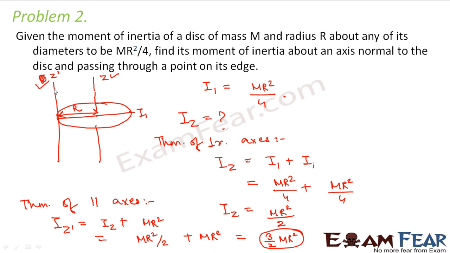That is the moment of inertia about an axis normal to the disk and passing through a point on its edge. Right? So this is how we make use of the theorem of perpendicular axis and parallel axis to find out the moment of inertia along different axes for different bodies. I hope with this you got the concept of moment of inertia clearly. So now taking all these things together, that is moment of inertia, torque, angular velocity, angular acceleration, angular momentum, we can now go ahead and talk about rotational kinematics.